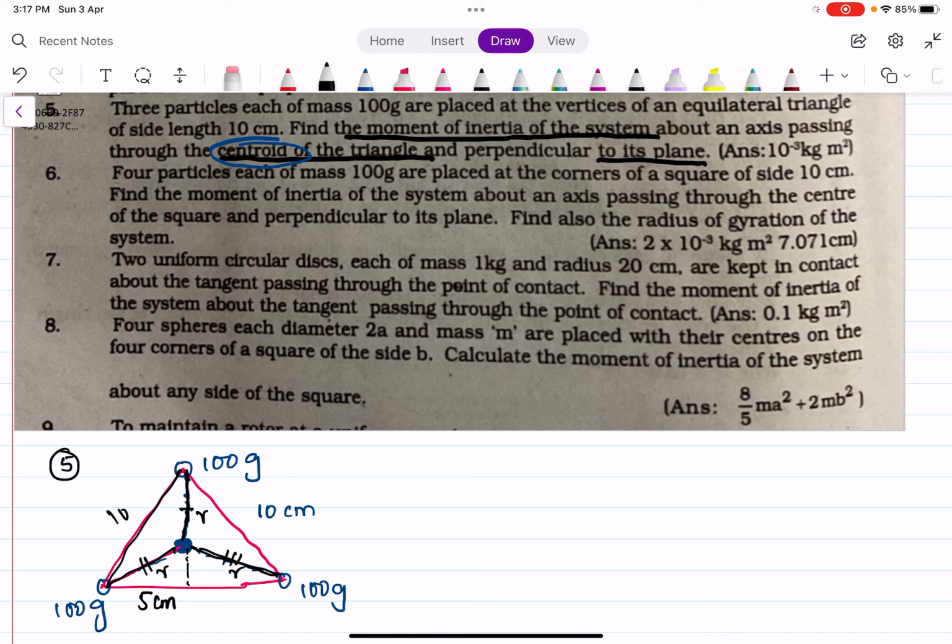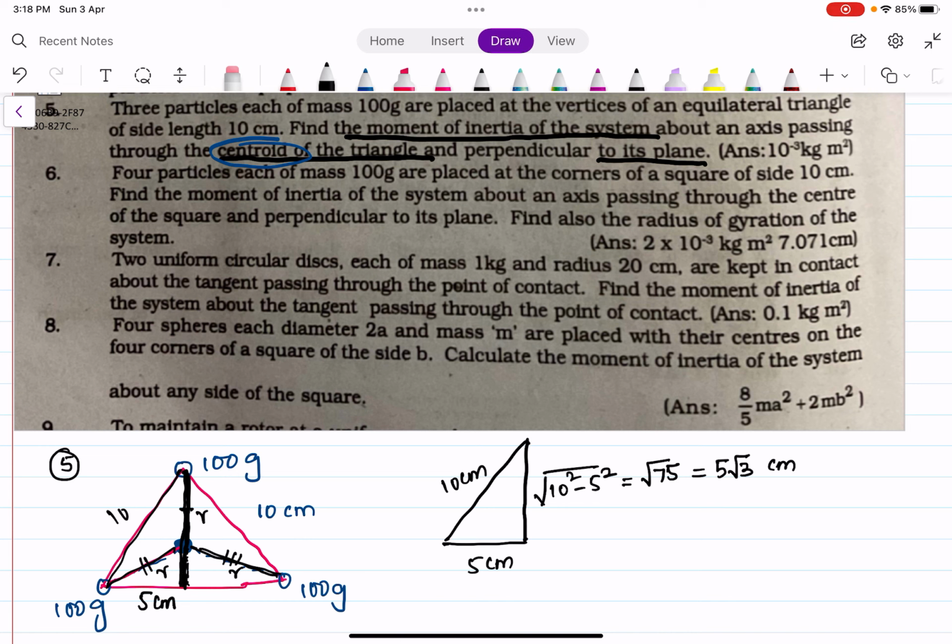So, this total length would be, I am going to find out like this. This is 10 centimeters and this is 5 centimeters, and this would become the square root of 10 squared minus 5 squared. 10 squared minus 5 squared, that is 100 minus 25, that is root 75. Root 75 is nothing but how much? 5 root 3 centimeters. So this total length is 5 root 3 centimeters.